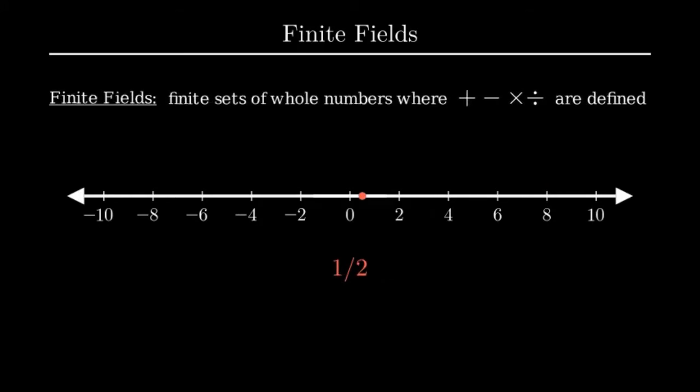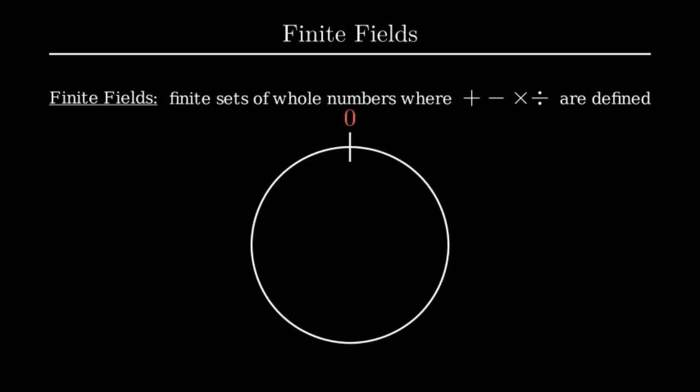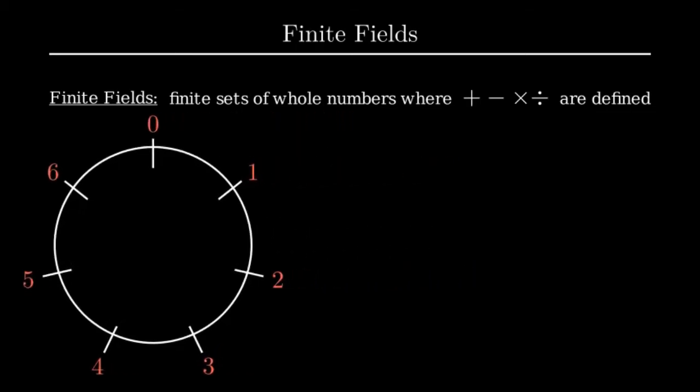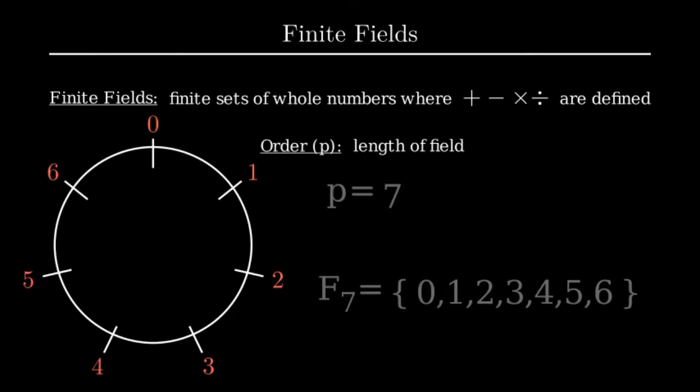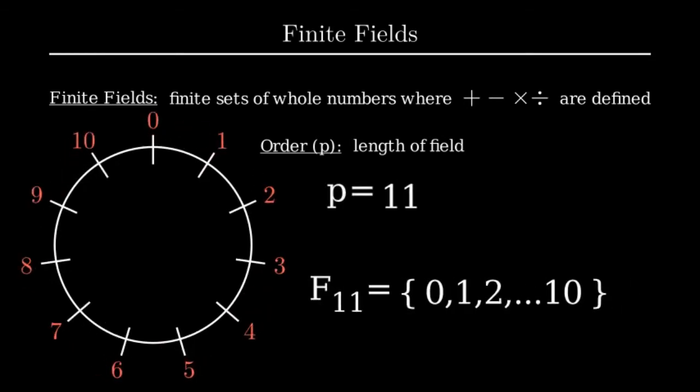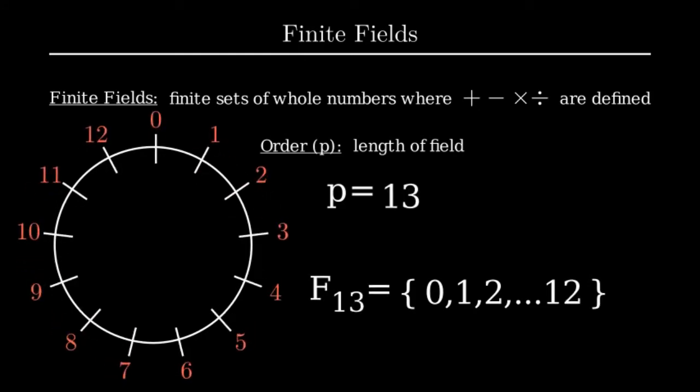Finite fields are similar to this infinite field of real numbers, except it is a finite set of whole numbers. A finite field is represented by a circle instead of a line. Only whole numbers exist on the circle. The length of the set, or the number of elements in the set, is referred to as the order. The order is represented by the letter P because the order is either a prime or prime power. The fields we will work with will be prime order.